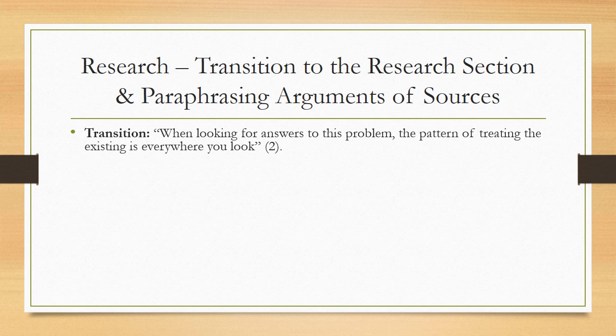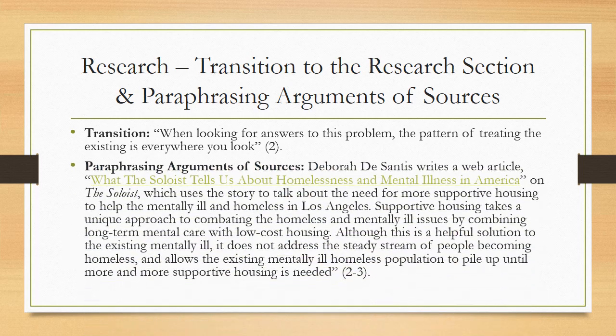So you want to start the research paragraph by summing up what the research is about, but also showing how the research relates to your thesis. And the student does that well in this sentence. The next thing you need to do is paraphrase what the research says. Put into your own words what the sources say. The student does that well in this example.